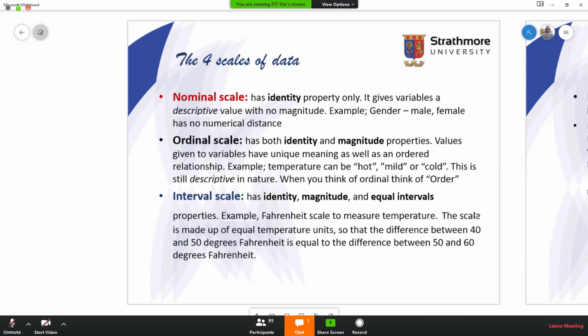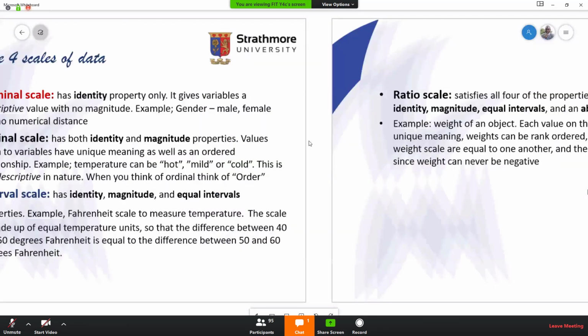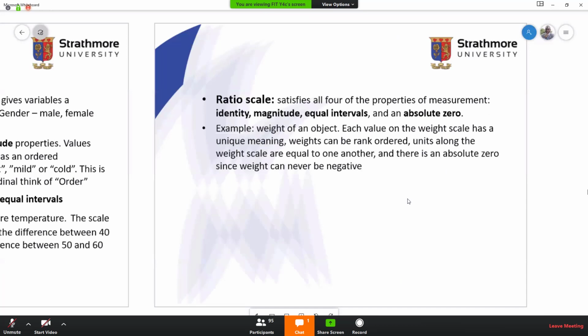And then finally, we have the most important, called a ratio scale. Ratio scale has all the four properties. It has identity, magnitude, intervals, and an absolute zero. I want to focus on absolute zero. An example of a ratio data set or scale is the weights of objects. An object, when it has a weight of zero, can never go below zero. You can never have negative weight. So absolute zero is like a true zero, as opposed to interval, which has no absolute zero.